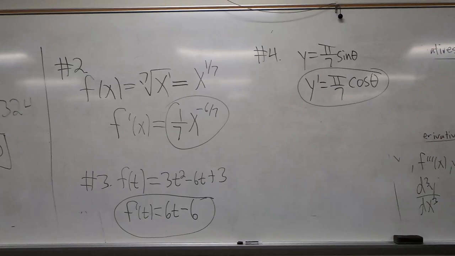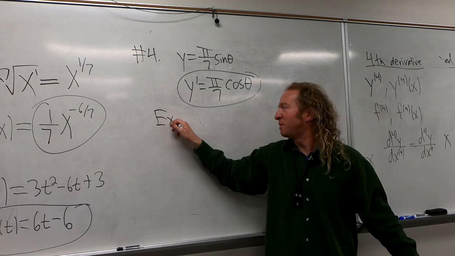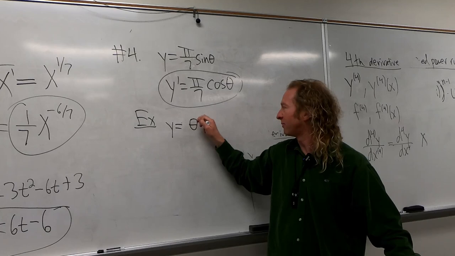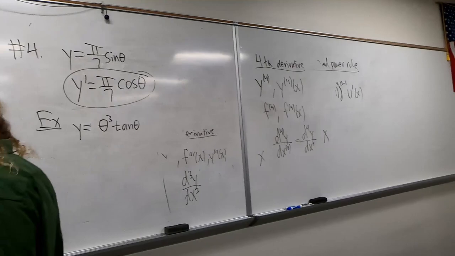You mean if there was a variable where the theta was? So if it was like, you know what, let me do it. Let's just do it. Why not? Let's be different. Let's do it right now. Y equals theta cubed times tangent theta. Let's find the derivative of this thing.